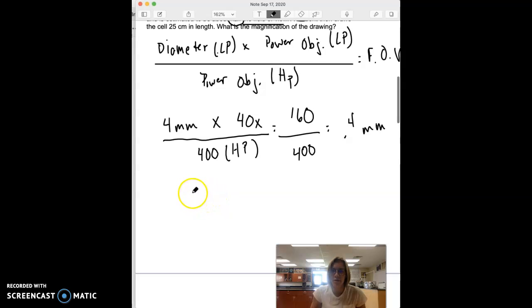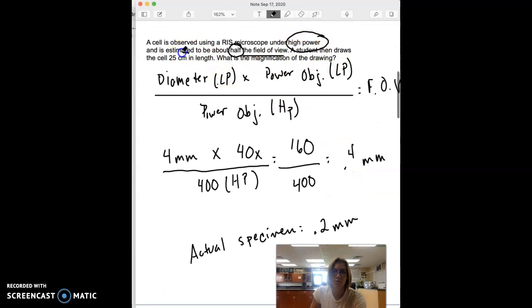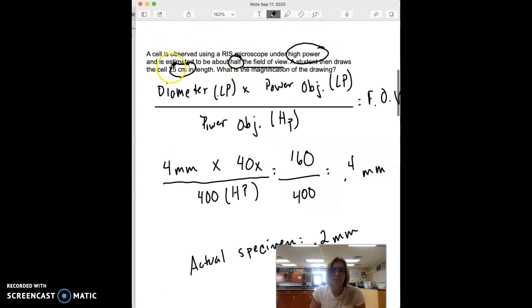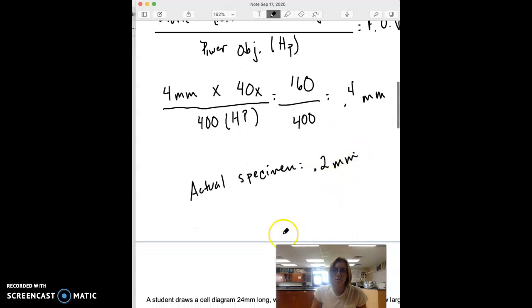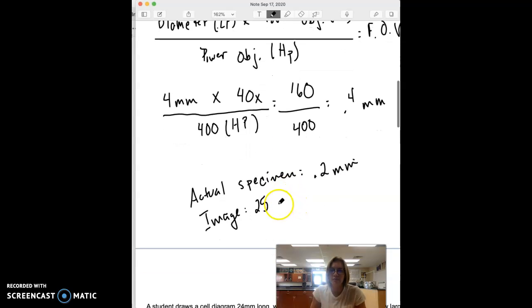So what's that telling us, right? That's telling us that our actual specimen is approximately 0.2 millimeters. And we said that the student draws the cell to be 25 centimeters in length. Well, here's where we want to come back to that unit conversion, right? We want to convert 25 centimeters into a matching unit here. So we want our image is 25 centimeters. So I'm going to convert that to millimeters to match this so that we can have cohesive units. And so that's going to give us 250 millimeters.